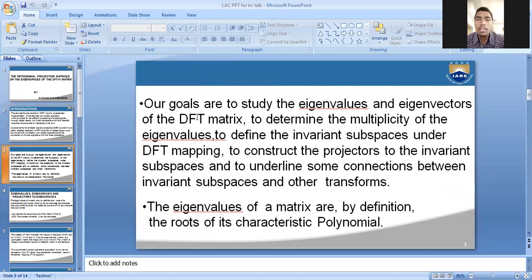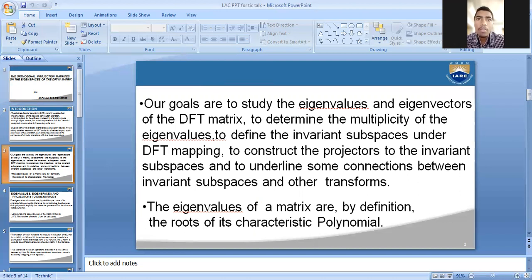Our goals are to study the eigenvalues and eigenvectors of the DFT matrix, to determine the multiplicity of the eigenvalues, to define the invariant subspaces under the DFT mapping, to construct the projectors to the invariant subspaces, and to underline some connections between invariant subspaces and other transforms.